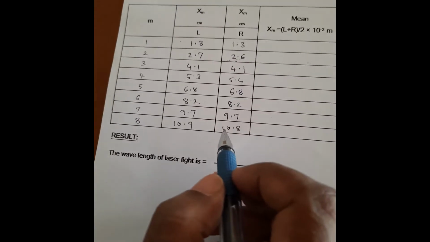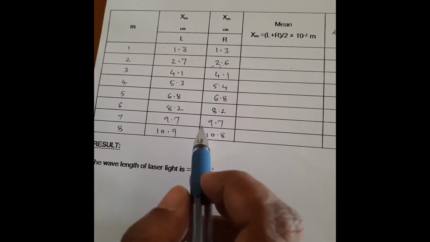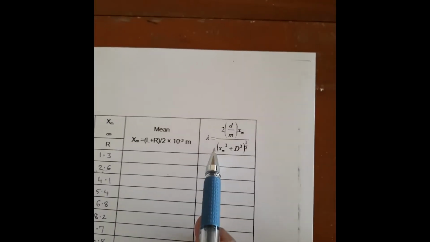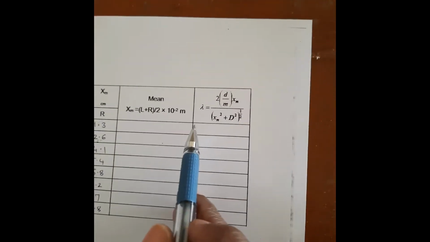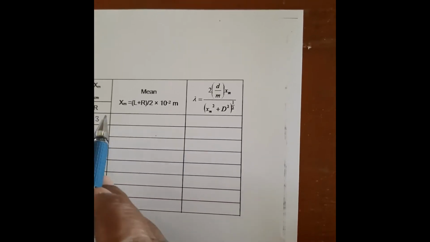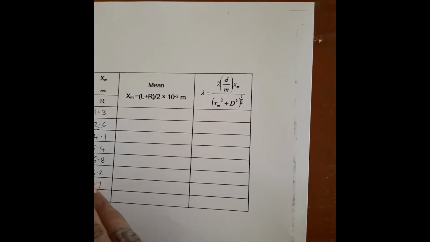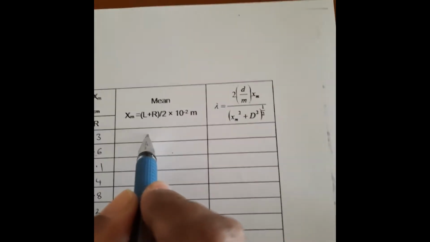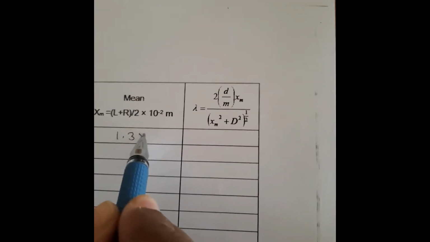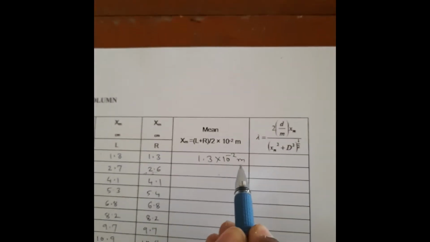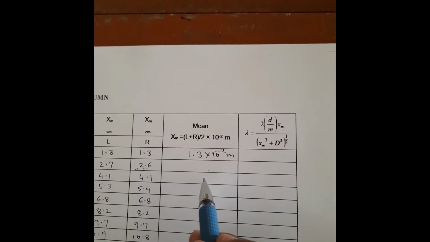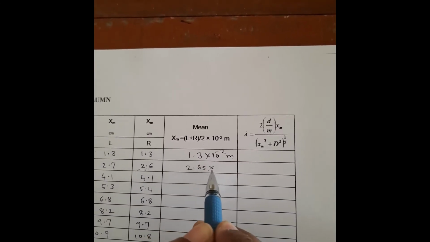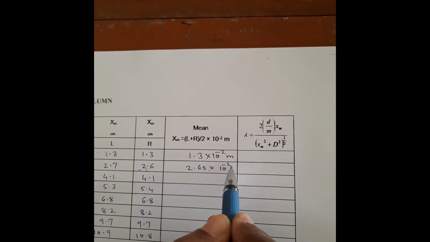So like this we have to enter the readings, and by making use of this formula, you have to calculate the wavelength of the laser beam. Here xm is nothing but the average of the left and right side readings. That's what we are going to do. For the first spot it is observed to be 1.3 into 10 to the power of minus 2 meter. Similarly for the second spot it is 2.65 into 10 to the power of minus 2 meter.